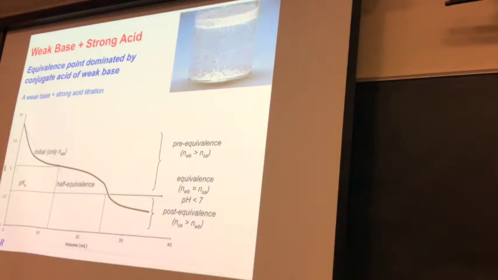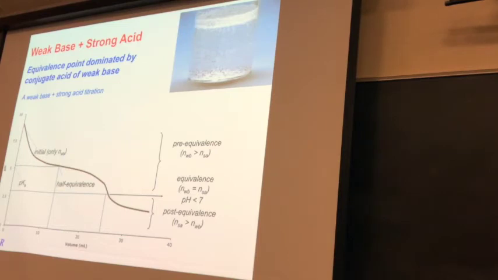Just like before, there are essentially four important parts: the initial region, the pre-equivalence, the equivalence, and the post-equivalence region. And all of these are based on moles. At the initial point, you would have only moles of weak base. You wouldn't have any moles of strong acid. The pre-equivalence means you have more moles of weak base than strong acid moles. Equivalence is when they're both equal. And post-equivalence now means that the strong acid is dominating the weak base.